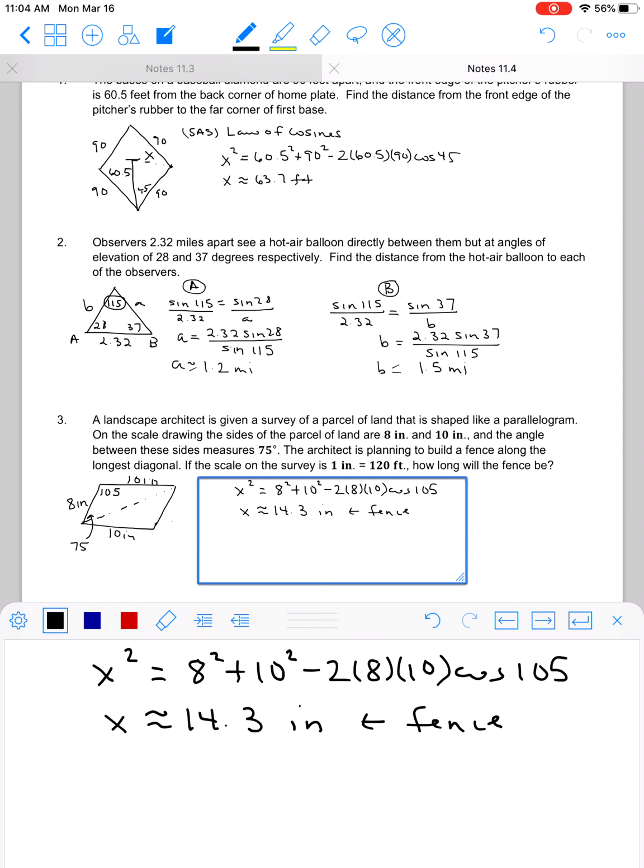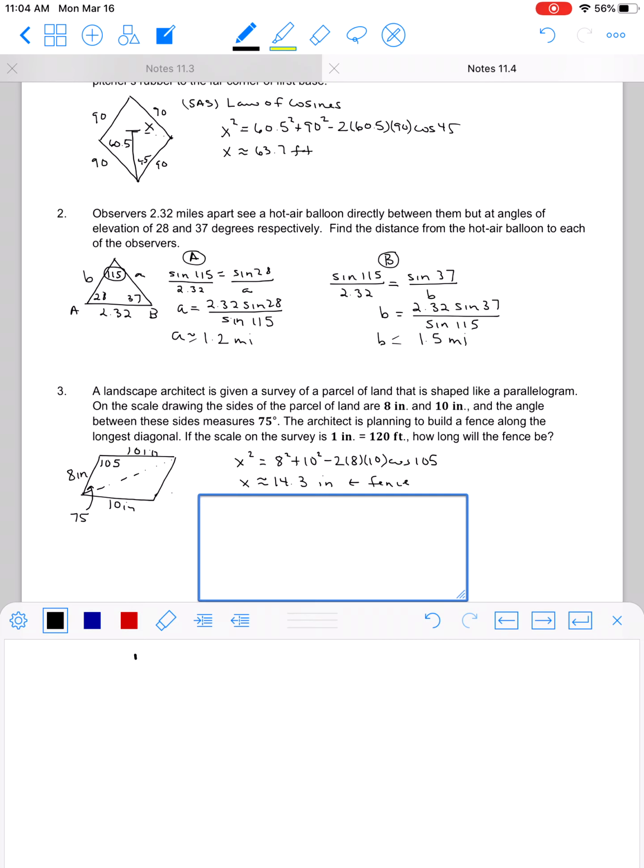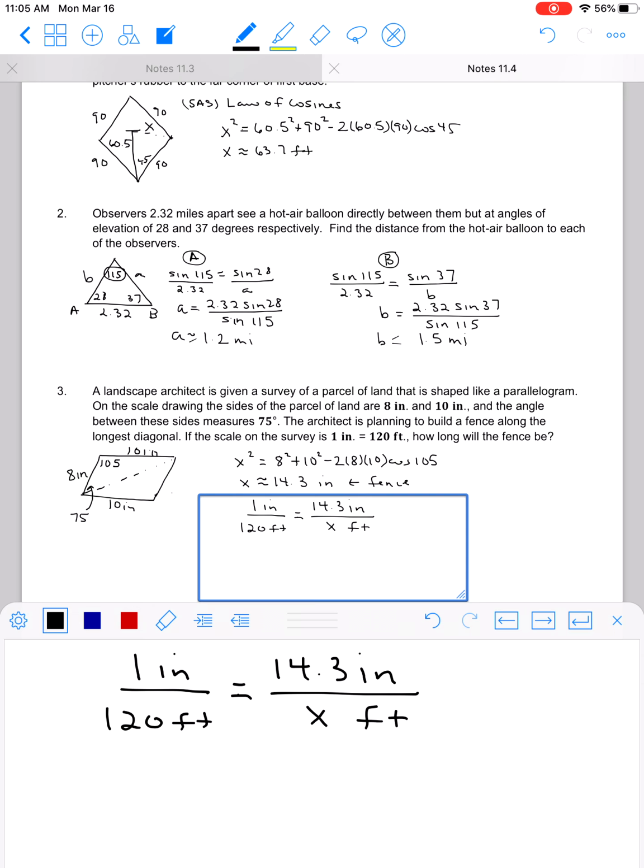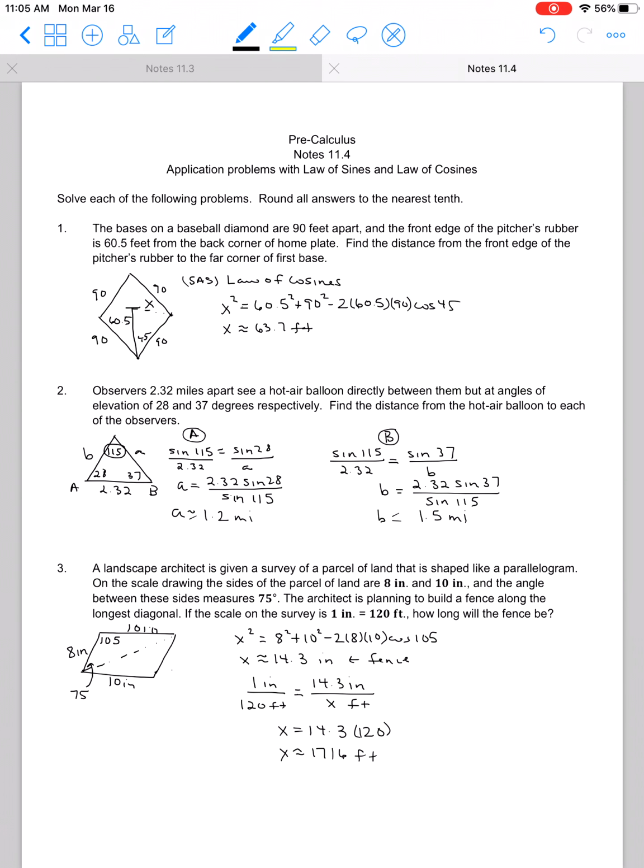And now we have to say that 1 inch goes with 120 feet, and our fence is 14.3 inches, and we want to know how many feet that is. Solve the proportion. 14.3 times 120, and this is 1716 feet. Okay, so those will give you a couple of examples to work on with law of sines and law of cosines to help you hopefully complete your assignment.